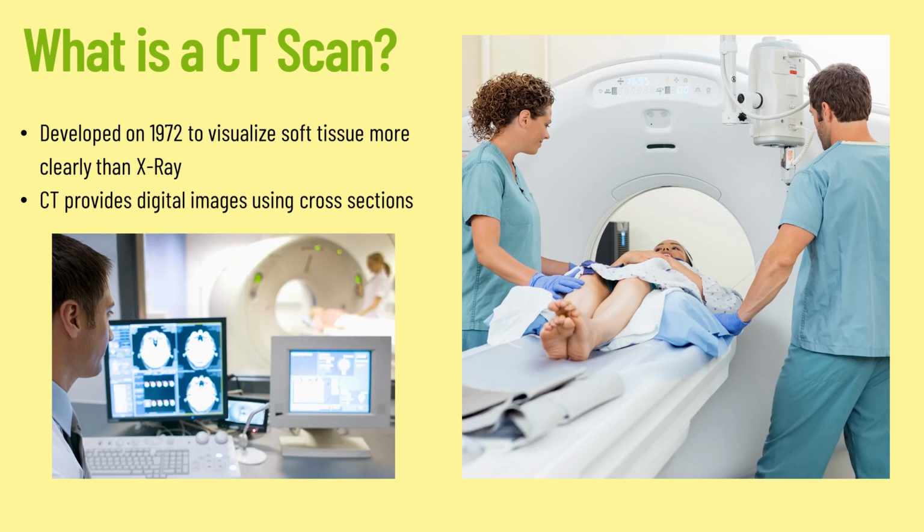A CT scan essentially is an X-ray that takes continuous images and can take images from about 1,000 different angles. And these images are converted from analog images to digital images through pixels. It was discovered and developed in 1972 and was meant to visualize soft tissue impairments and go further beyond what a plain radiograph can do.